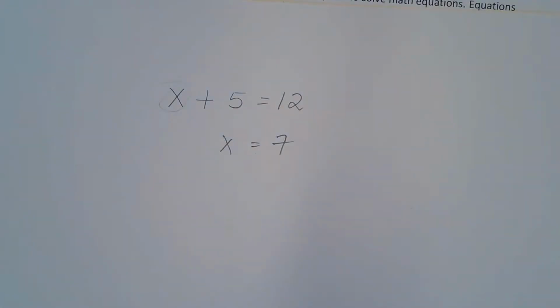Well, how did you figure that out? What did you do? 12 minus 5. Betty said 12 minus 5, and she was pretty confident with that, and that's correct. But the thing is, I don't see 12 minus 5 in this statement. So where did that 12 minus 5 come from?